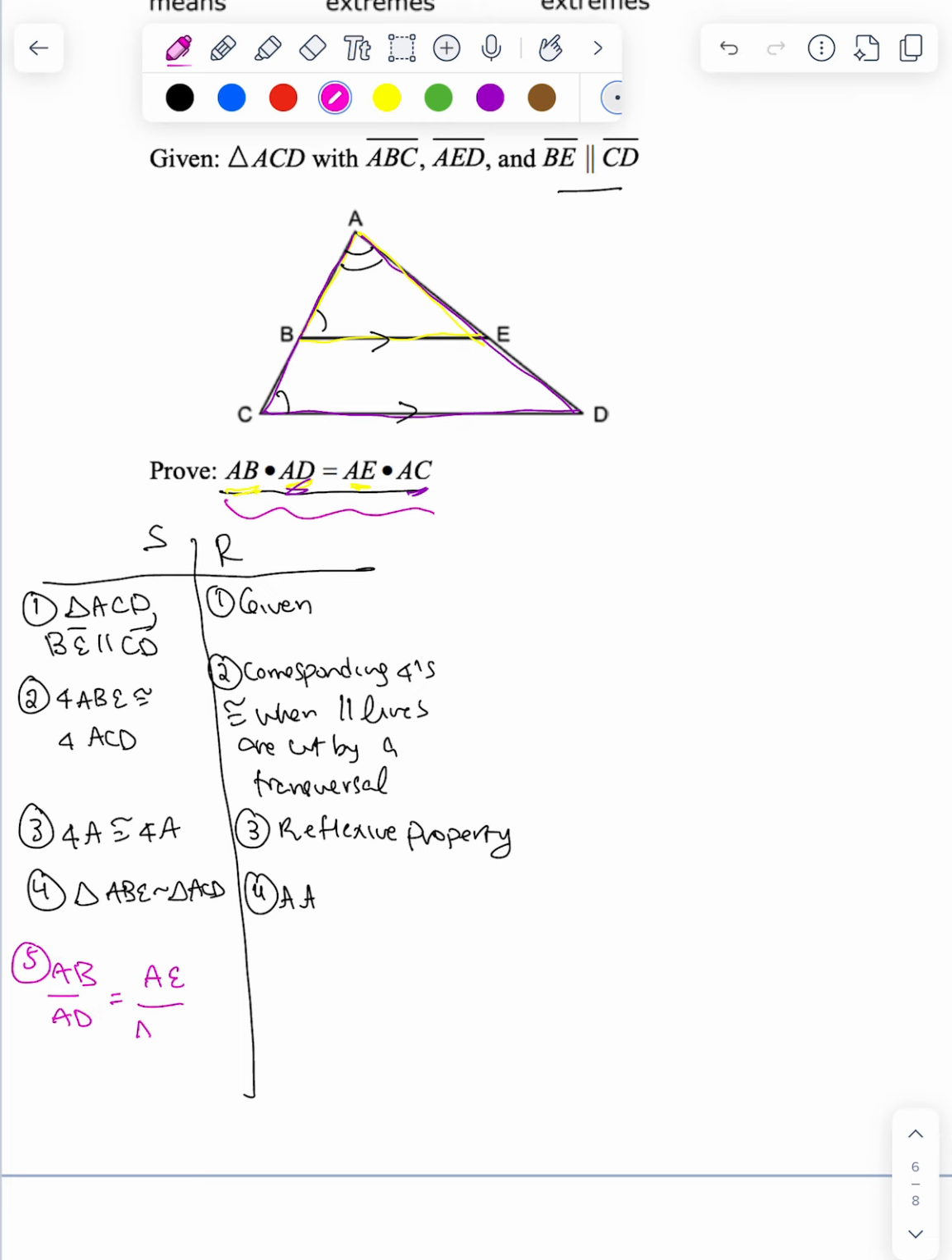So I'm going to put AD here, and I will swap this one out to AC. That's the one I'm missing. And now I'm going to double check.